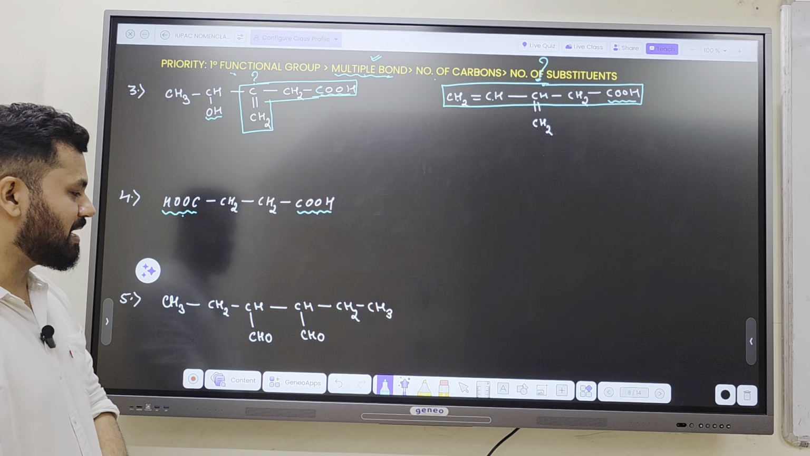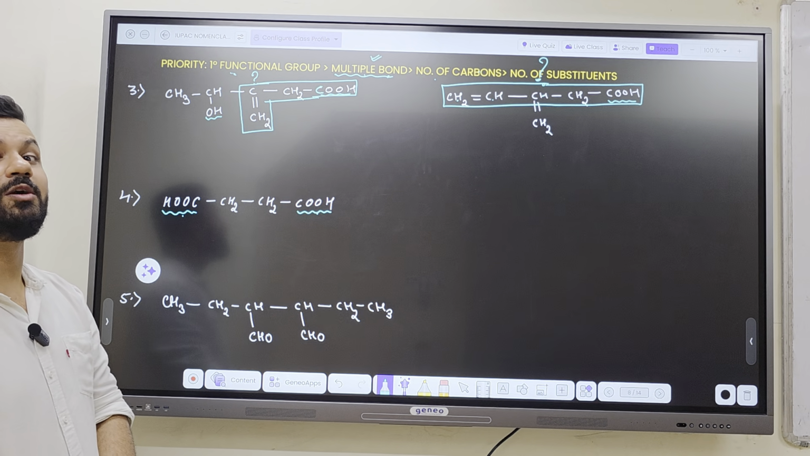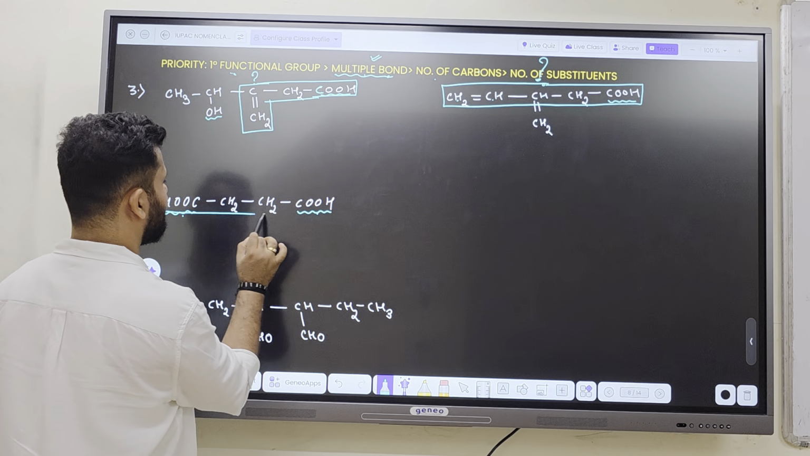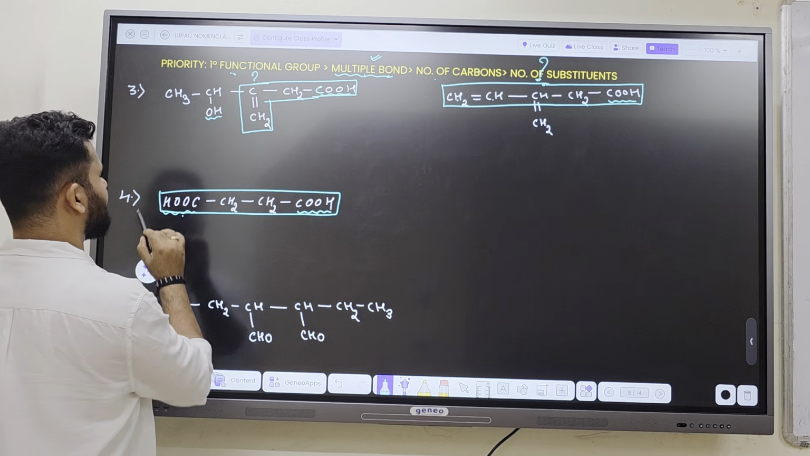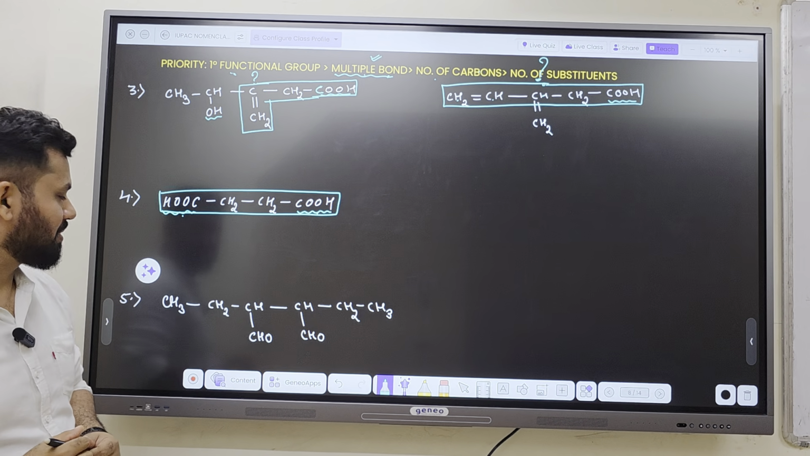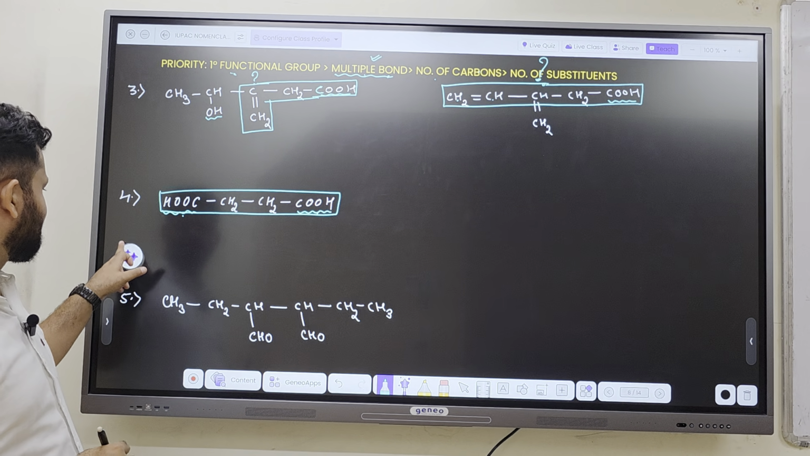So you must select a carbon chain which includes both of them. And that's quite simple. You go from this end to this end. That becomes your parent carbon chain. Let us move to the next one.